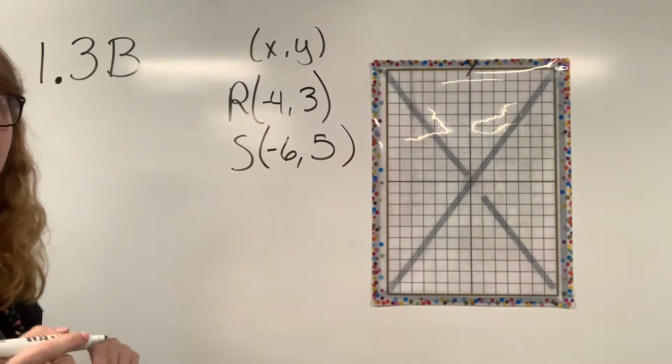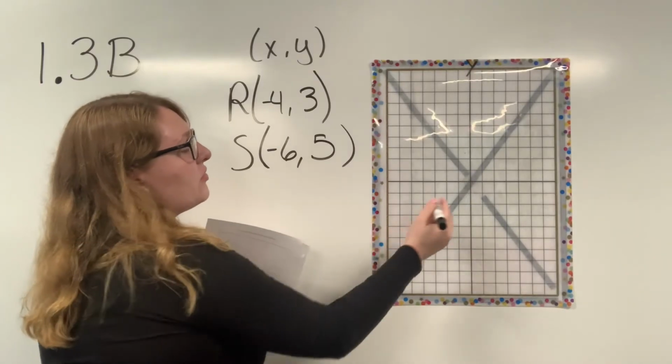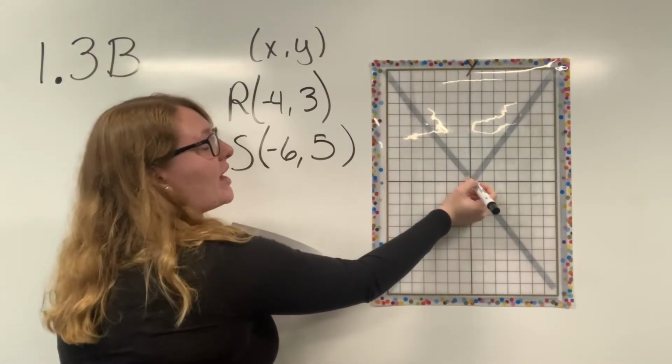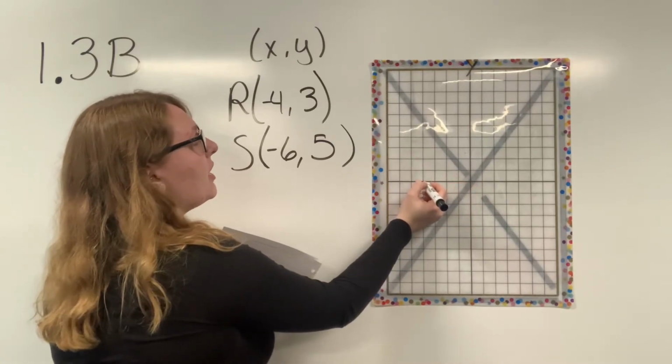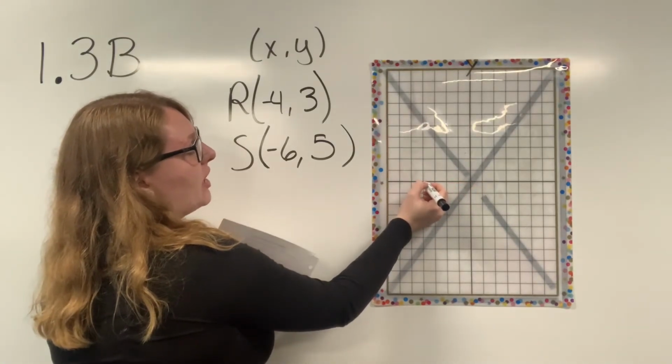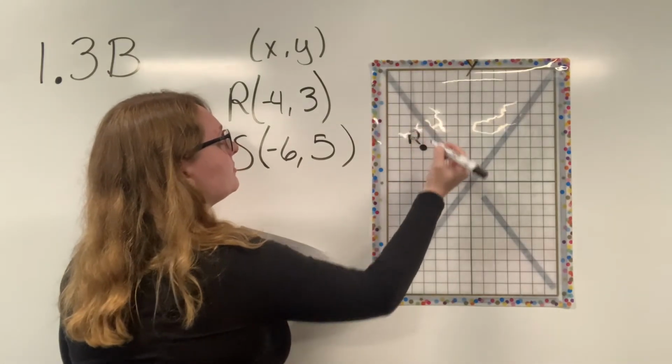For our next example, we have R at (-4, 3). So from the origin, we're going to count left 4: 1, 2, 3, 4. And since 3 is positive, we're going to count up: 1, 2, 3. This is our point R.